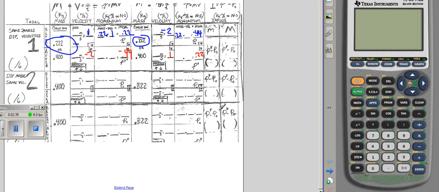So to check ourselves, we have to take this column right here, and we have to subtract this column right here. So we turn on the calculator, take -0.44, and subtract 0.22. We get an answer of -0.66. So we'll go ahead and put that in right here.